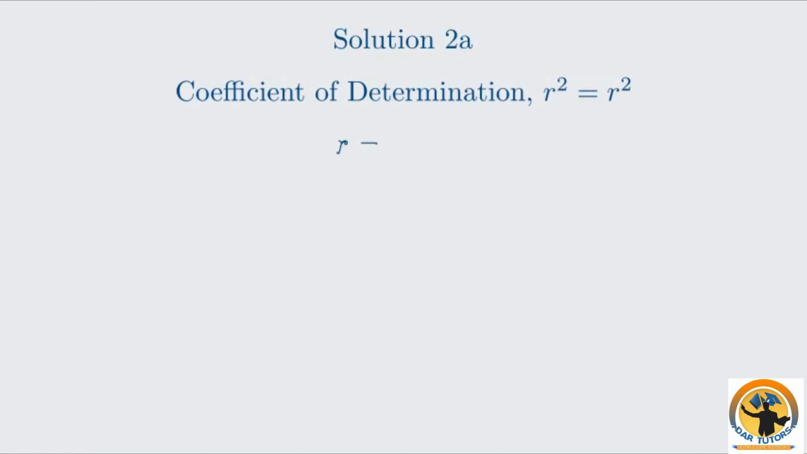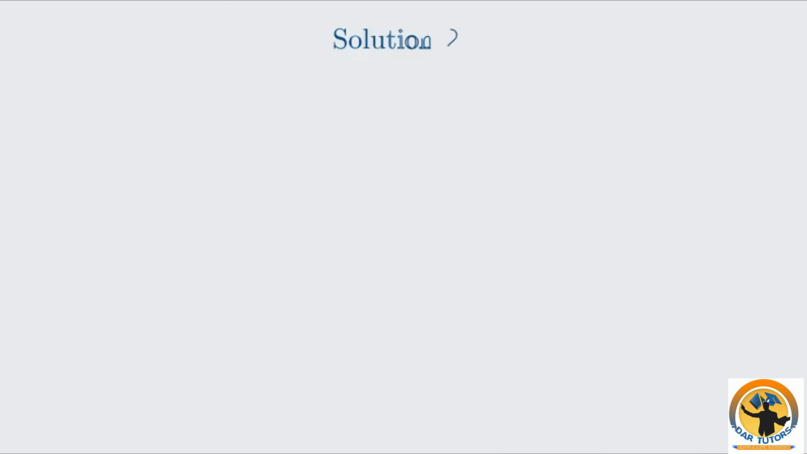Let's review the solution. For part A, to find the coefficient of determination, we simply square the correlation coefficient. So r squared is approximately 0.429. For part B, we interpret this value.